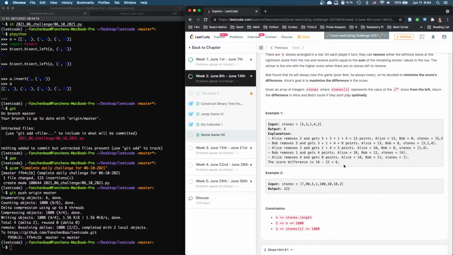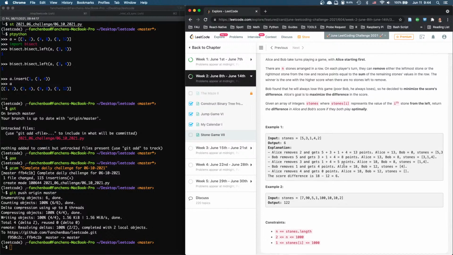We have 1,000 stones. They both play optimally. What is the optimal solution? Well, optimal will be each time for Alice to remove the smaller of the two, right? And Bob is also going to remove. Why did Bob remove 5? Why didn't Bob remove 4? If Bob removes 4, then he's going to get 9. That's why greedy doesn't work.